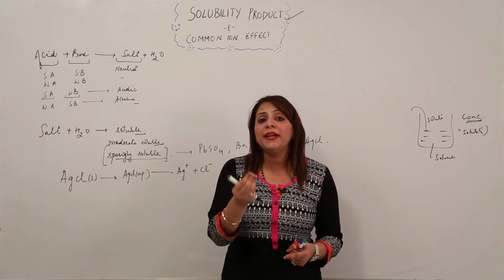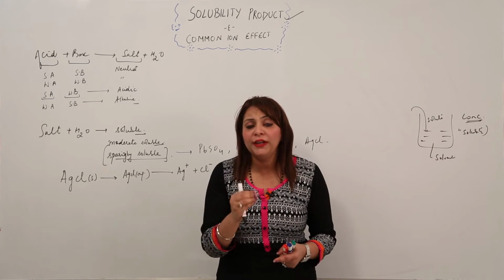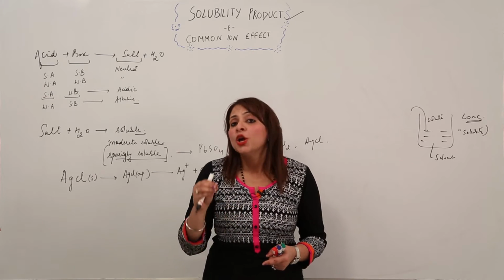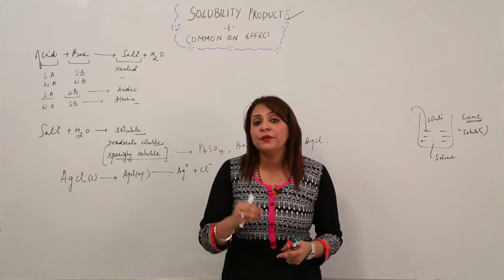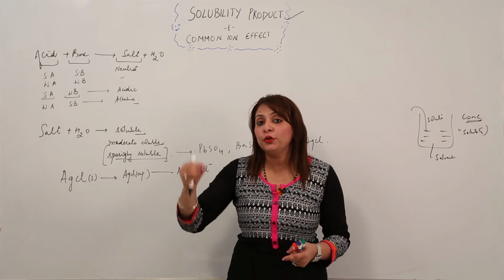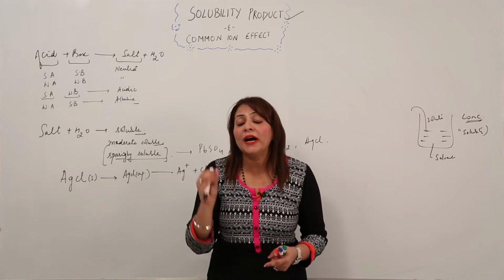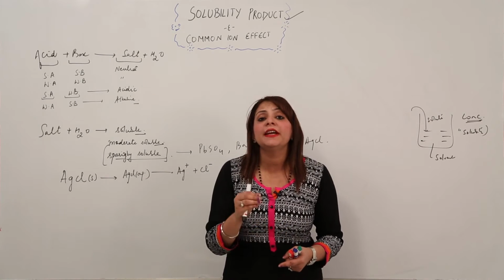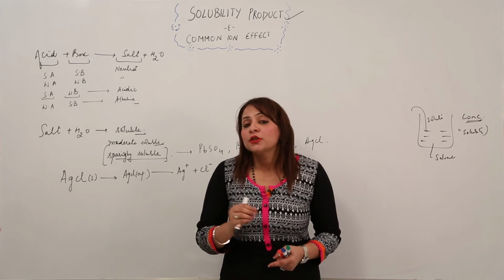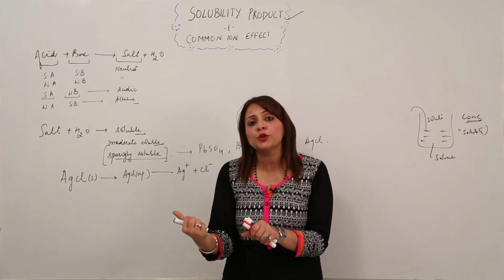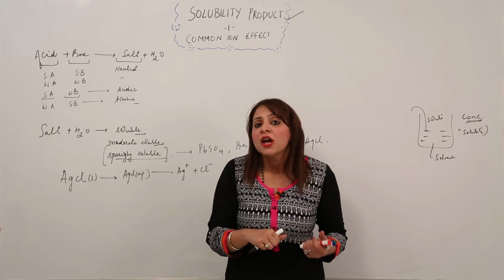Out of them, only a few get dissolved. Only a few actually go into the water, right? And those few which went into the water, they get fully dissociated, and the ones which do not get into the water remain undissociated, right? So in this, dissolution is occurring and precipitation is also taking place.